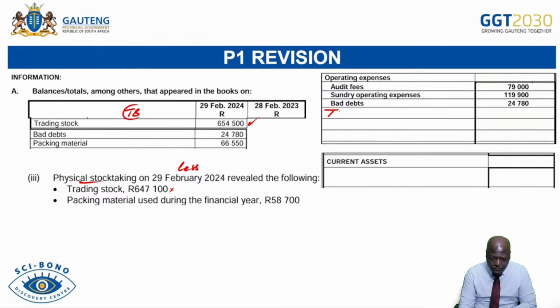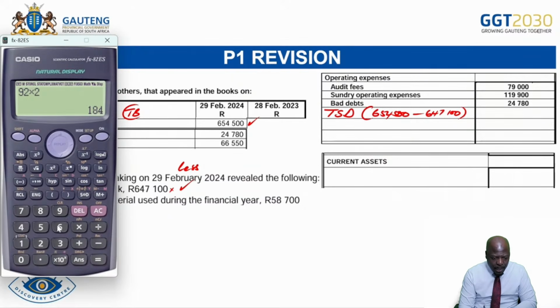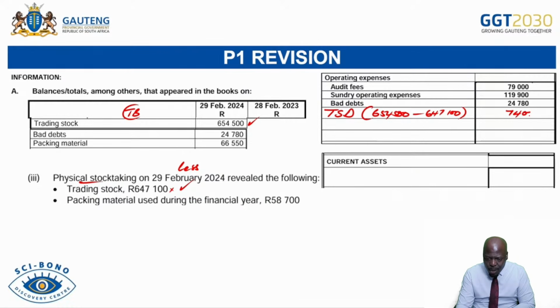So I'm coming here to say trading stock deficit. I open my bracket and I'll now say the amount that I have according to the business records, which is 654,500, and then I subtract what we have on hand, which is 647,100. Okay, let's get the adding machine. There you are. So we're going to say 654,500, then we're going to subtract 647,100. And then we're going to end up with 7,400. And that becomes my trading stock deficit.